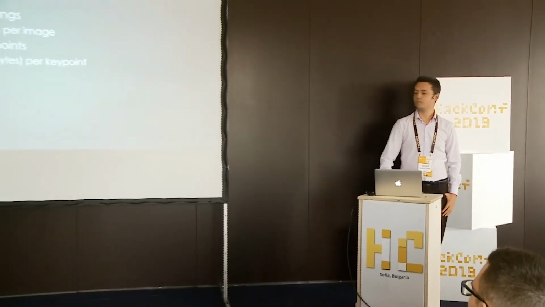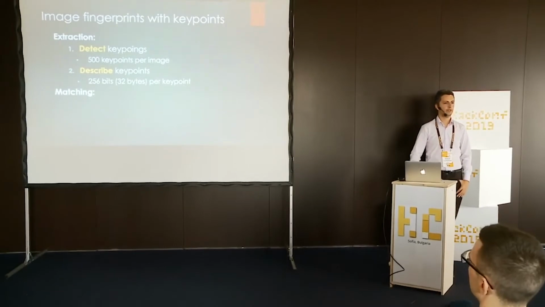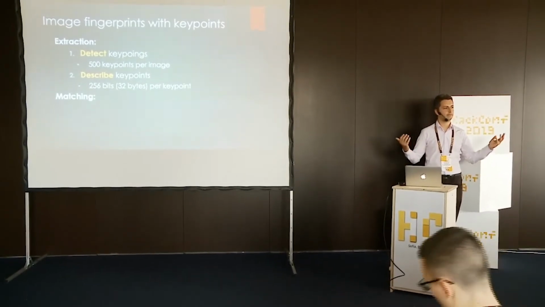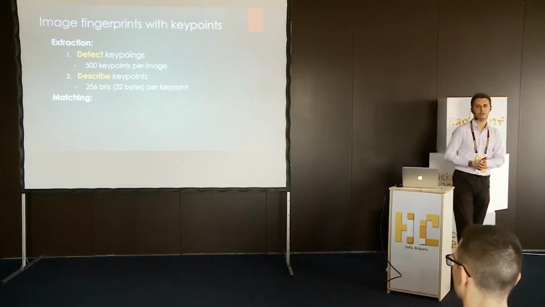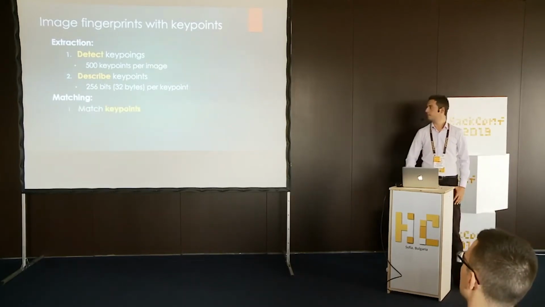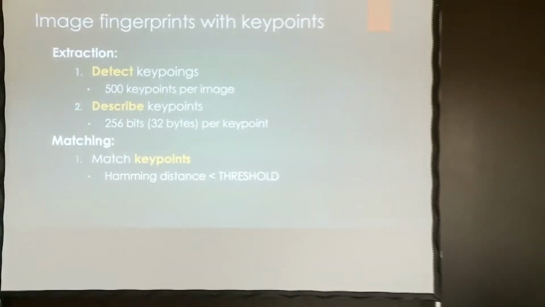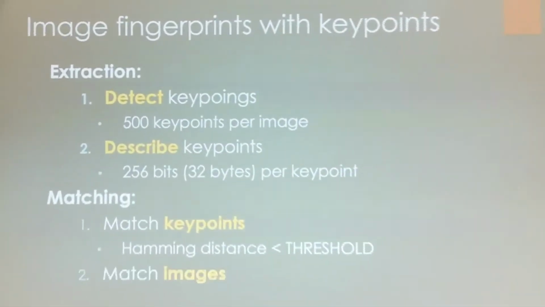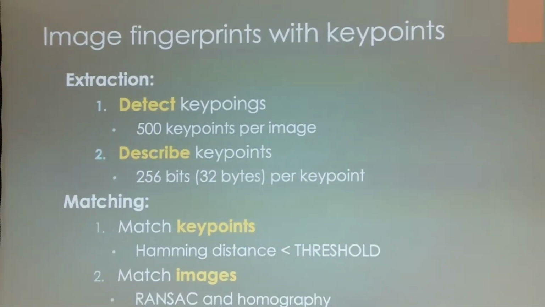The second part is matching. So we have two fingerprints of two different images, and we want to know, is the content different or is the content equal? And the first part is matching key points. We do that with Hamming distance and thresholding. And the second part is matching the whole image. We do that with RANSAC and homography.